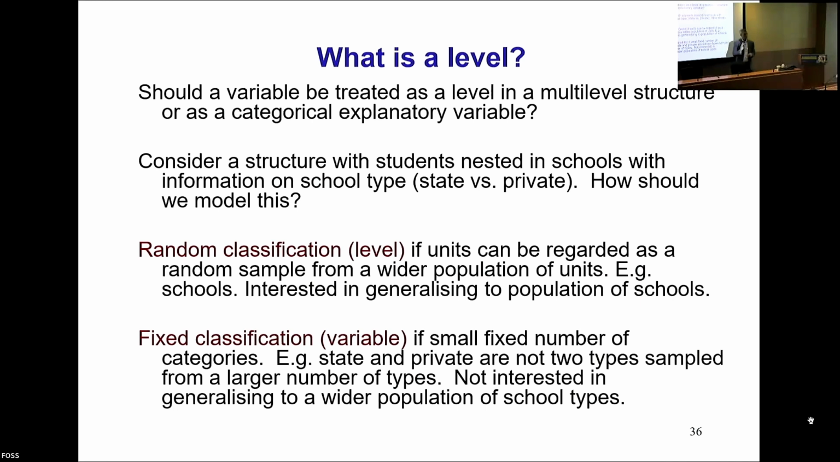If there are only a fixed number of categories, then that's not a random variable. So we think about sex, for example. Say if there's just 2 sexes, male and female, there's no wider category of sex that we wish to generalize to. So we wouldn't have sex as a level in a multi-level model. So that's the easy one. Then the ones where I've seen people use multi-level models a lot is in, say, country.